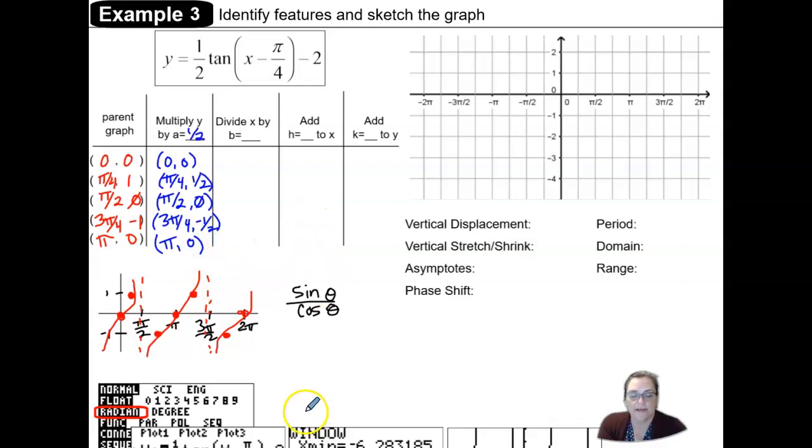Okay, then we're going to identify the B value, and B is the coefficient on x. That's a 1. And dividing by 1 doesn't change anything, so we'll go ahead and skip that column. That brings us to the phase shift, h. H is positive pi over 4. And that means we're going to the right pi over 4 units for the phase shift.